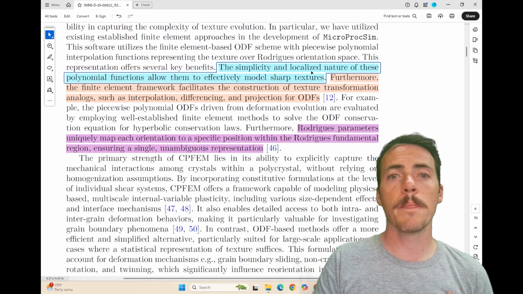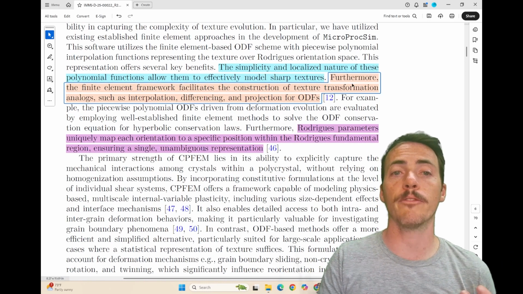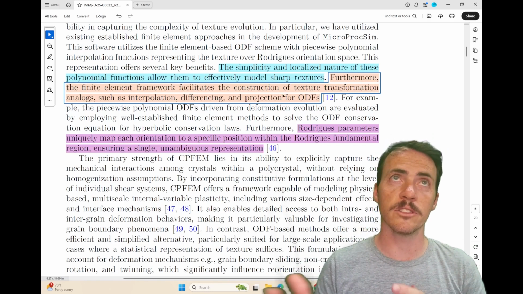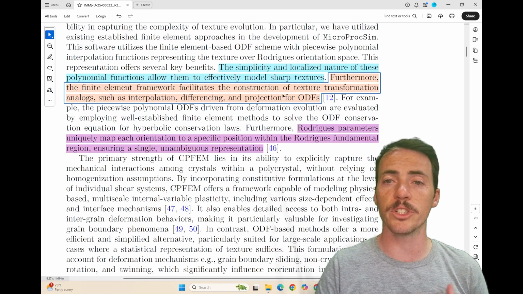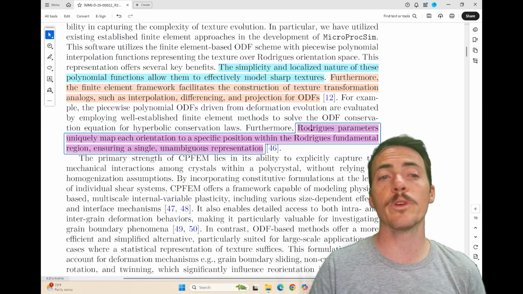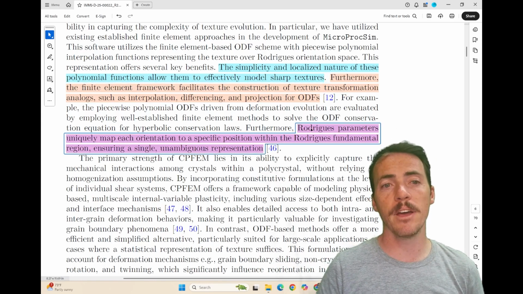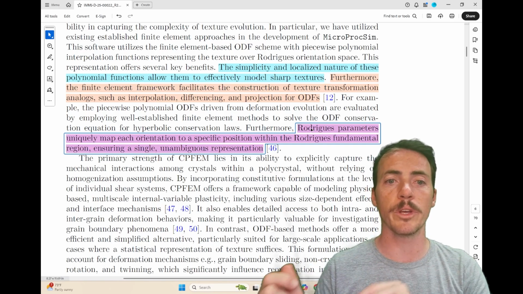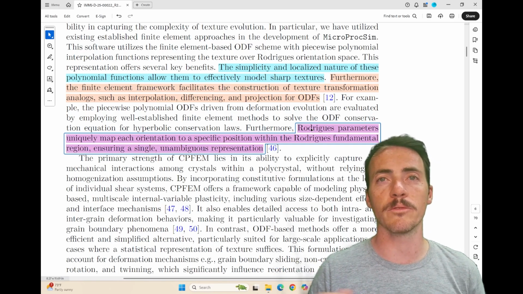sharp textures. It points out that the finite element framework facilitates the construction of texture transformation analogs, just like interpolation, differencing, and projections. And finally, that the Rodrigues parameters uniquely map each orientation to a specific position in the Rodrigues fundamental region, so you end up with an unambiguous representation.